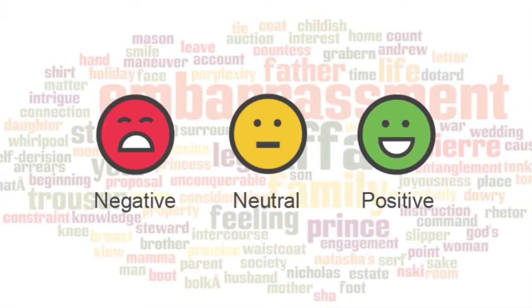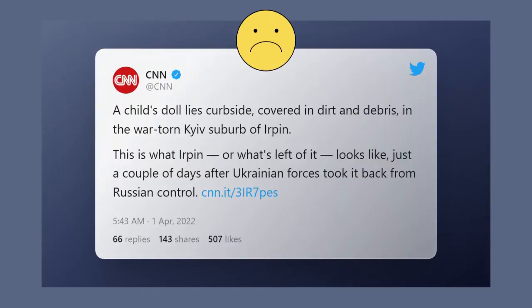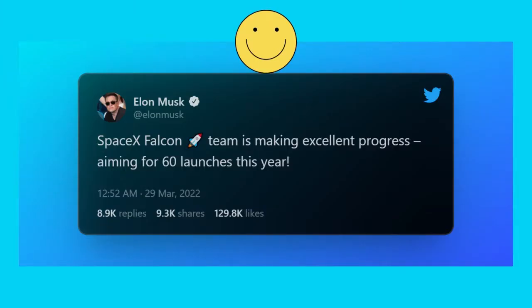Well, sentiment analysis is the process of determining whether a piece of writing or text is positive, negative, or neutral. So simply, let's take a look at an example here from Twitter of CNN. This tweet is about a war in Ukraine. When we read this tweet as a human, we sense some sort of negative feelings and emotions. So this tweet has a negative sentiment. Like that, we can see a tweet from Elon Musk, and if you read this as a human, you can sense positive feeling and emotion. So this tweet has a positive sentiment.